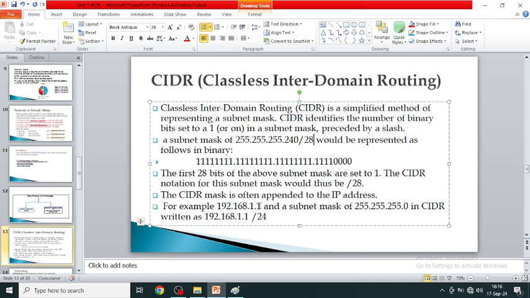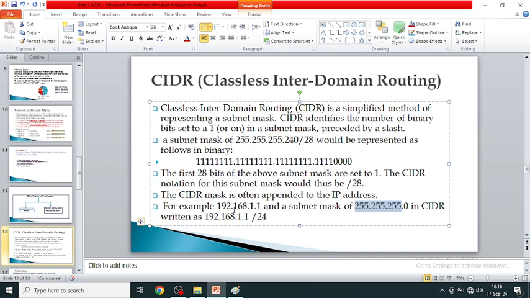The CIDR notation is often appended to the IP addresses. For example, here the IP address subnet mask is, because this belongs to class C, right? Remember the ranges and try to identify the type of class, and based on that you make the subnet. So here we can write slash 24. Here the net ID in class C is 24 bits, right?